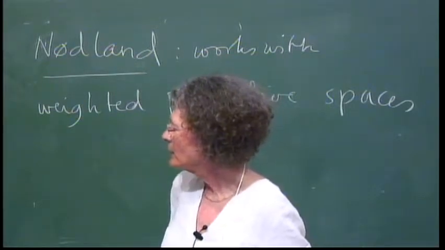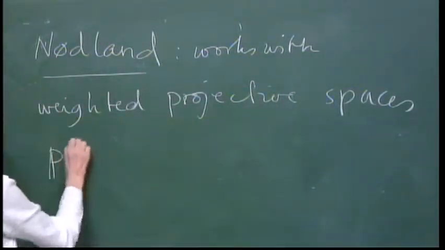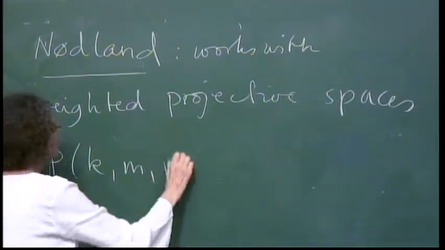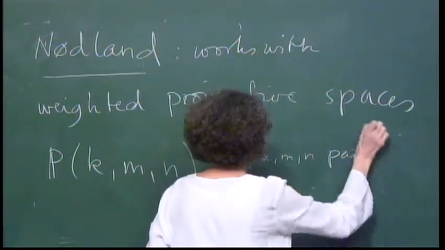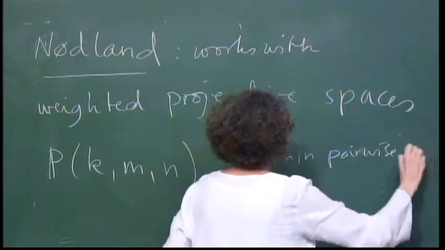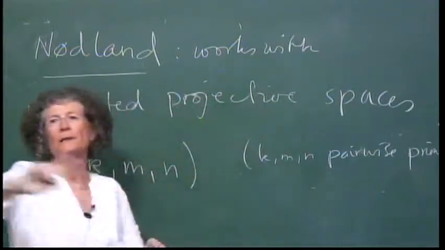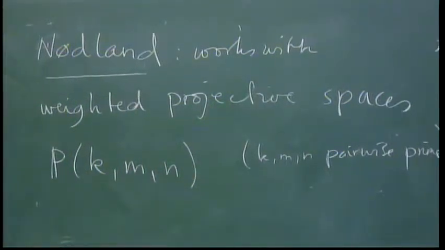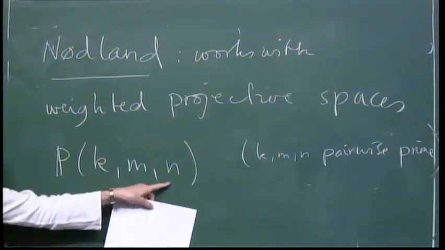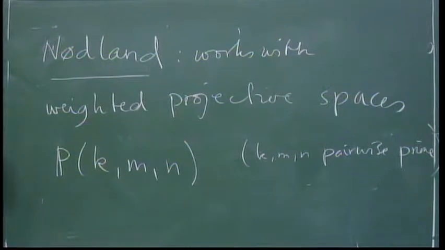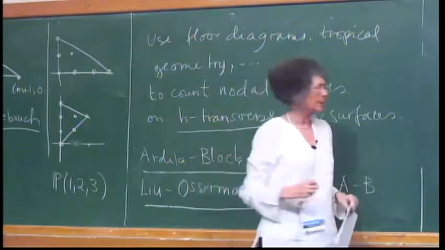If you have, in general, K, M, N pairwise prime. I mean, you can multiply and get larger line bundles, but the basic structure is given by having these pairwise relatively prime. And how do you represent this object? Well, you make a skew plane, and you put the polygon in a skew plane.